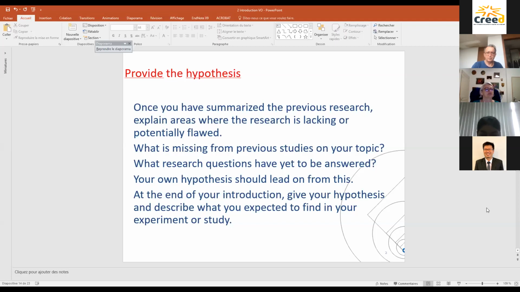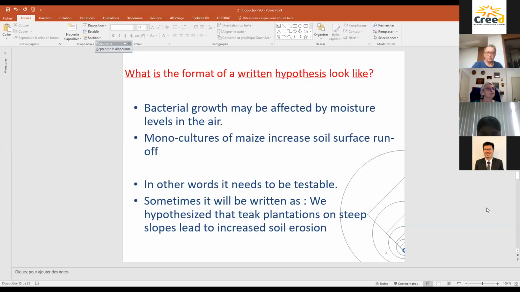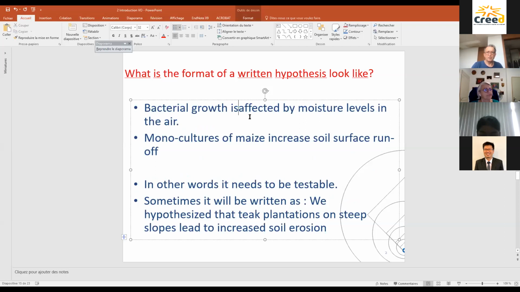So, what is the format of a written hypothesis? Well, you can have: bacterial growth may be affected by moisture levels. What I would have put is: bacterial growth is affected by moisture levels.